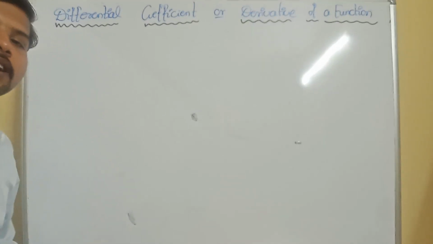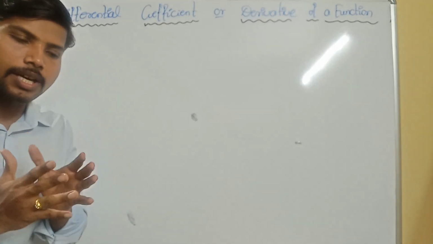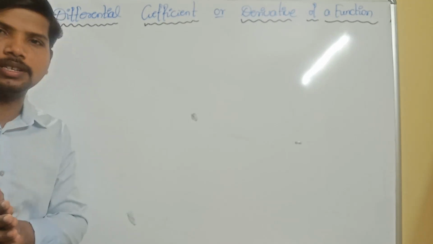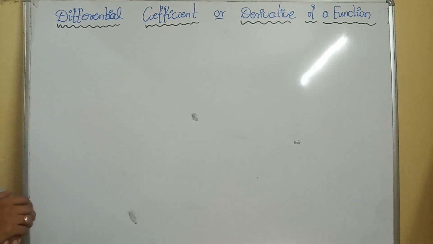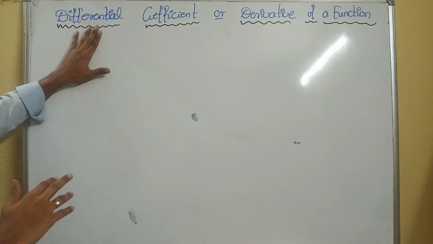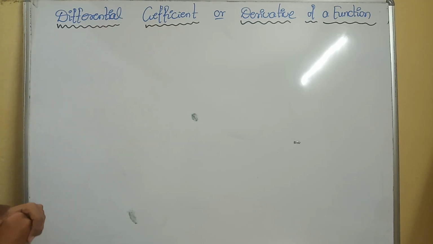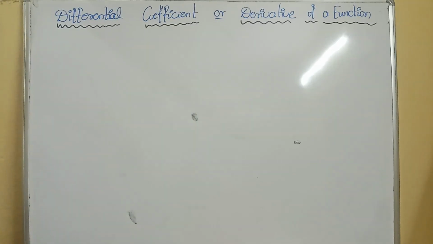In the last part, we already learned about the continuity of a function, means how the function will be continuous. In this particular class, we need to understand how continuity is related to differentiability. First, I'd like to discuss the differential coefficient, or we can call it the derivative of a function. How to derive a derivative of a function? Concentrate on the board.